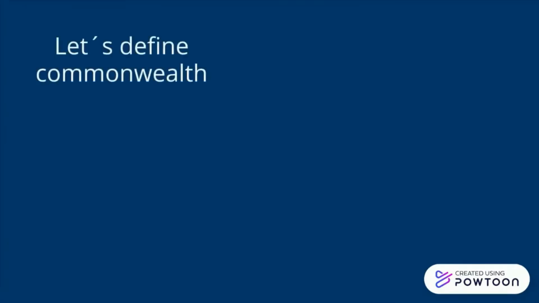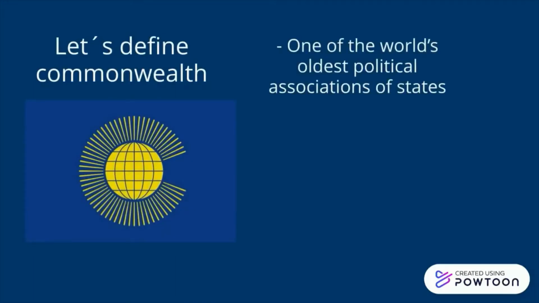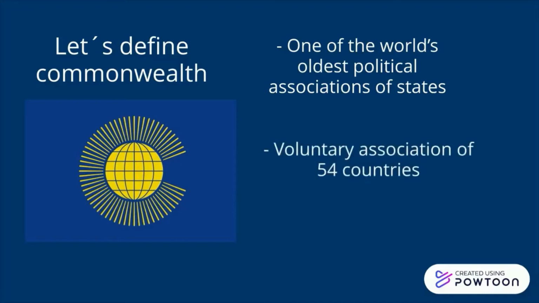So first, let's define Commonwealth. The Commonwealth is one of the world's oldest political associations of states. Its roots go back to the British Empire when countries around the world were ruled by Britain. It is a voluntary association of 54 countries that share historical and cultural ties.